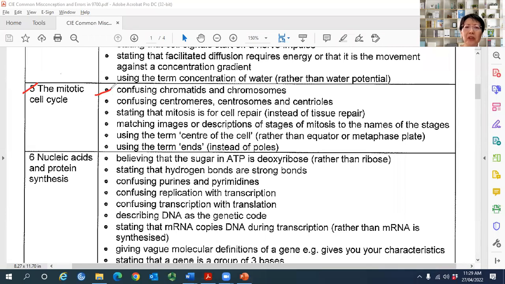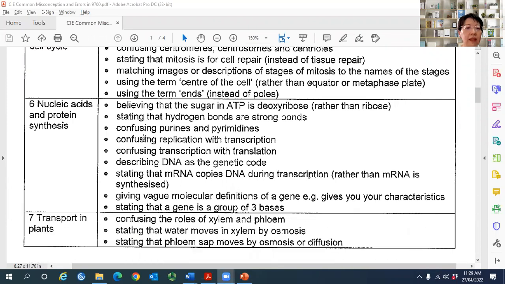Number 5, the mitotic cell cycle: confusing chromatids. I finished already, no? Okay, this one is finished, sorry. Next, number 6.